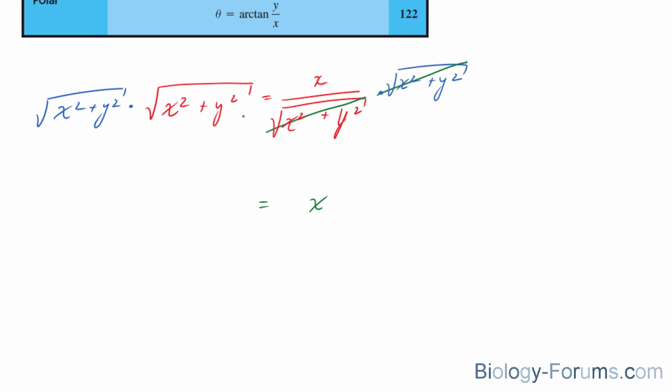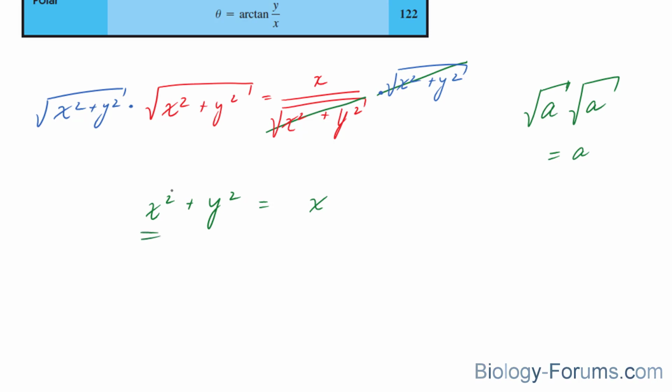Now, if you multiply two square roots, let me give you a sample. This gets rid of these square roots, so you end up with just a. And in another video, I'll show you why that is. But let's concentrate on this. So we end up with x squared plus y squared is equal to x.